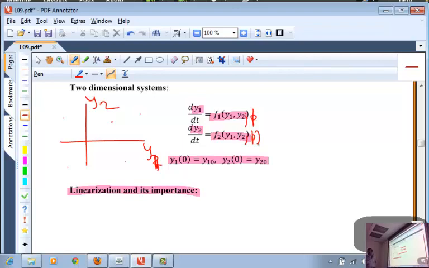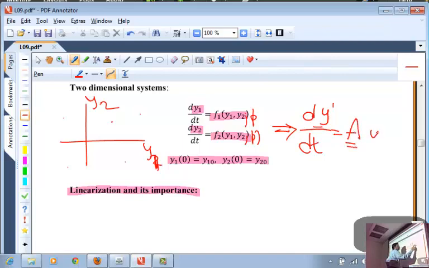But what we are going to do is learn how to linearize the system. That simply means I'm going to approximate this equation by dy prime/dt equals a y prime. That is a linearization process. And now that linear model is valid only around a steady state.